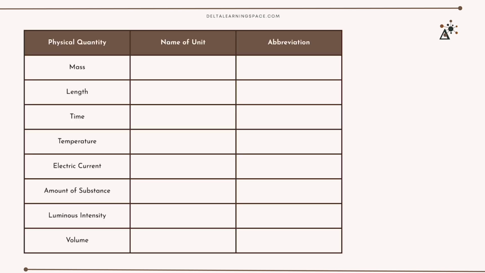Let's take a look at common SI units for a few different quantities that we can measure. The first is mass, which measures the amount of matter in an object. The SI unit for mass is called the kilogram, and its abbreviation is kg. The second is length, which measures the distance of an object or the distance between objects. The SI unit for length is the meter, abbreviated m. The third measurement we have is time, measured in seconds, abbreviated to s.